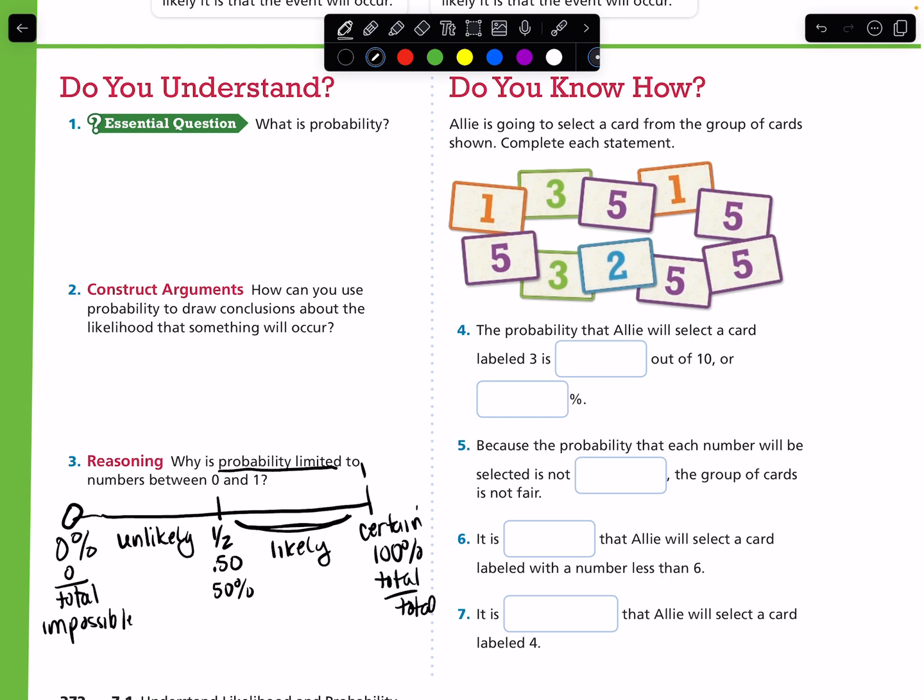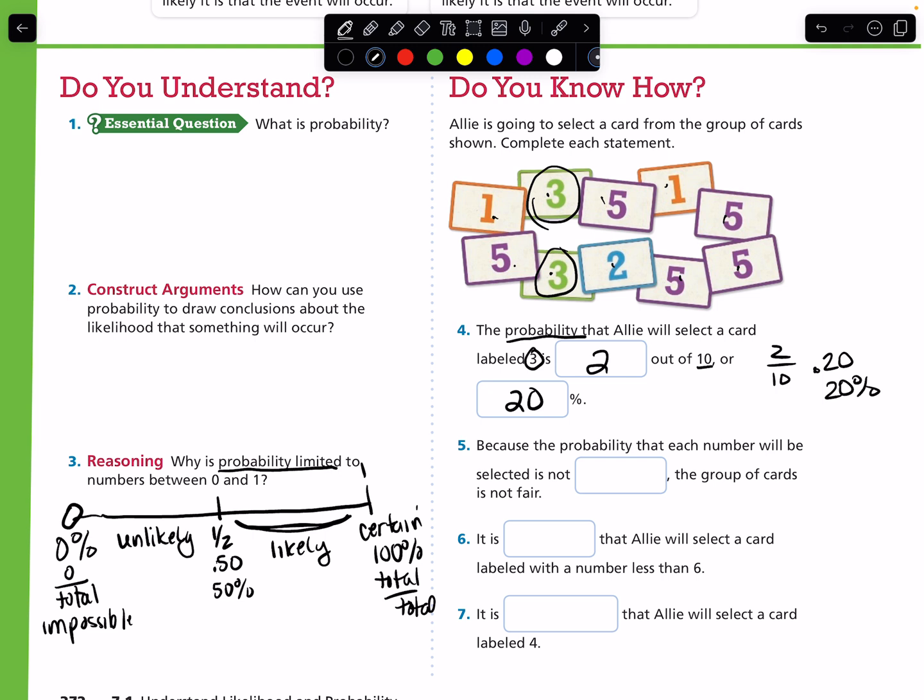The questions that it's going to be asking on your homework are like this. Allie is going to select a card from the group of cards shown, complete each statement. The probability, remember this is going to be mostly a fraction or a percent, okay, that Allie will select a card that is 3. Well, we have 1, 2, out of the total number of 10. 1, 2, 3, 4, 5, 6, 7, 8, 9, 10. Okay? So then that will be a fraction. 2 divided by 10, you will use your calculator, and you end up getting 0.20, which is 20%, which is what they want in this box.